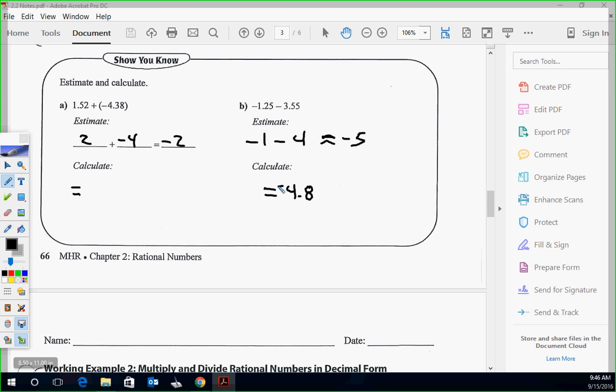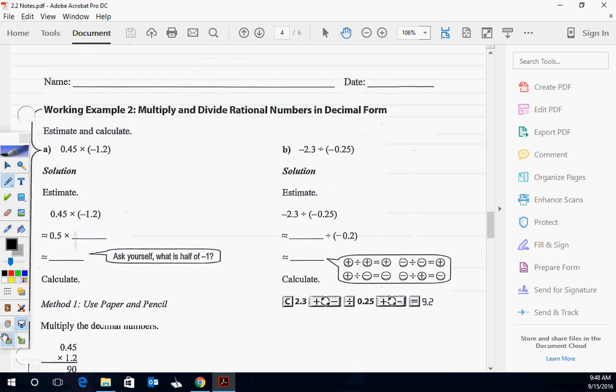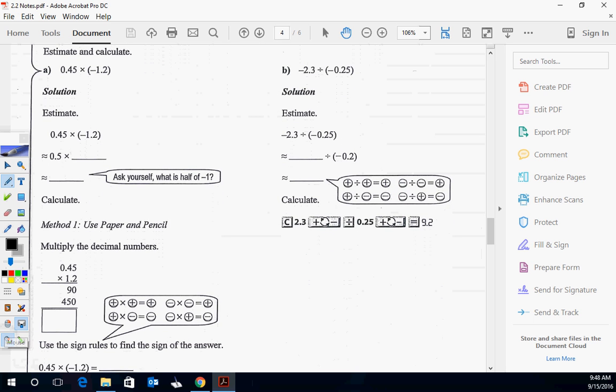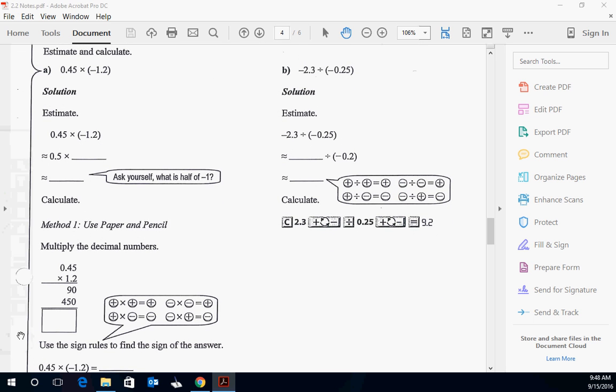So we talked about just before about number sense. Got a calculation here on? -2.86. All right, perfect. Okay. All right, so moving forward here to the multiplication and division. Okay, so we'll estimate then calculate.